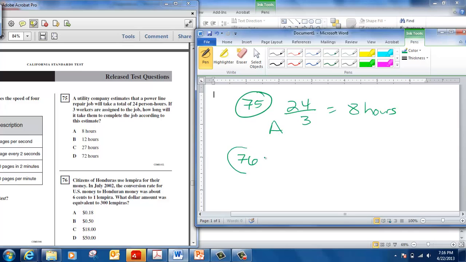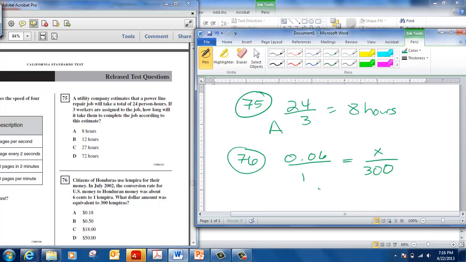And then for 76, citizens of Honduras use Lempira for their money. In July 2010, the conversion rate for U.S. money to Honduran money was about 6 cents for every 1 Lempira. And your conversion rates will change depending on the time and the country that you go to. So what dollar amount is equivalent to 300 Lempiras? So first thing I'm going to do is set up a proportion. So 6 cents for 1. Okay. How much money is that going to be for 300?